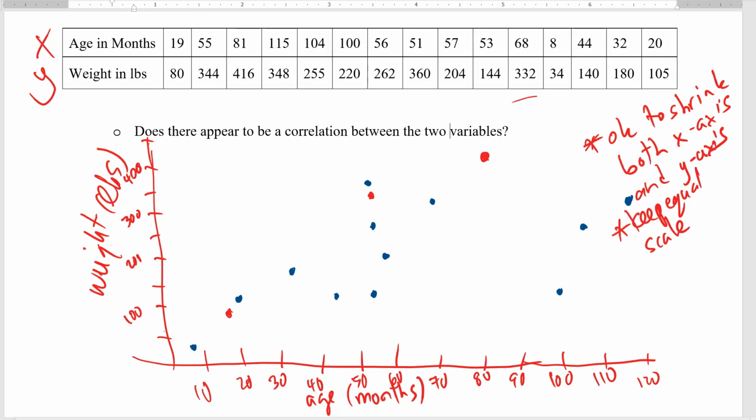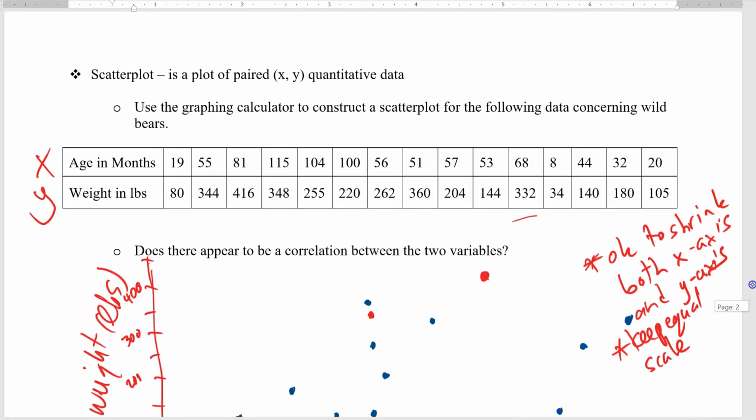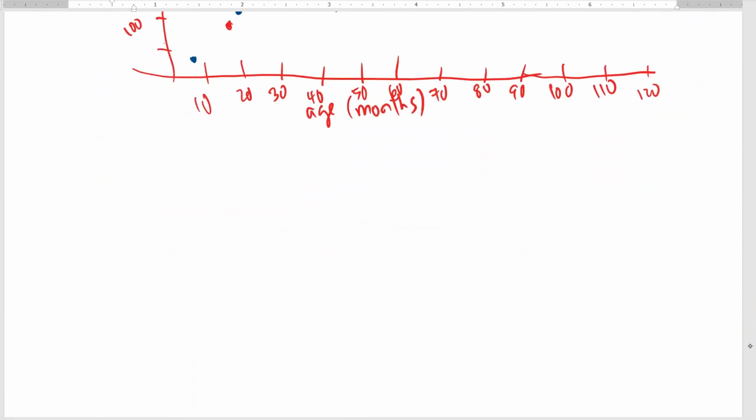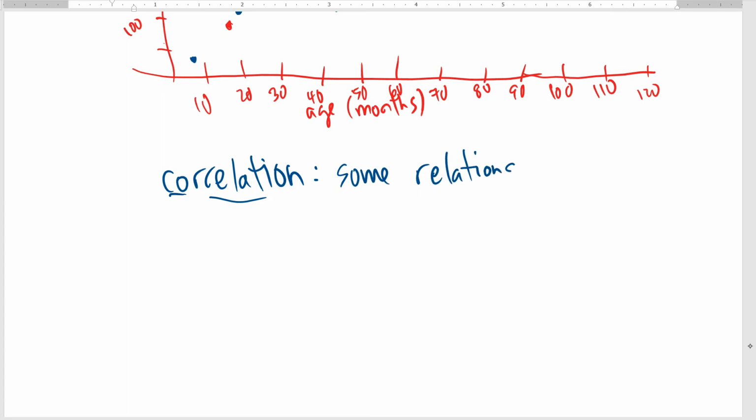Now be careful because on the test, yes, I will expect you to sketch it by hand. It should be pretty accurate. Just be careful, but that is something I expect you to do. It does ask whether there appears to be a correlation. You're like, I don't know, what does correlation mean? Correlation. Okay? Basically, does there appear to be some relationship between the variables?